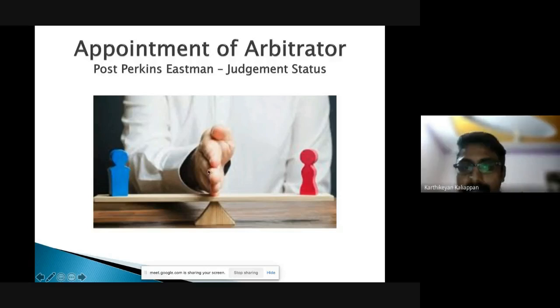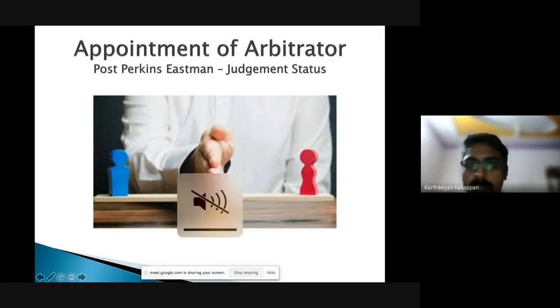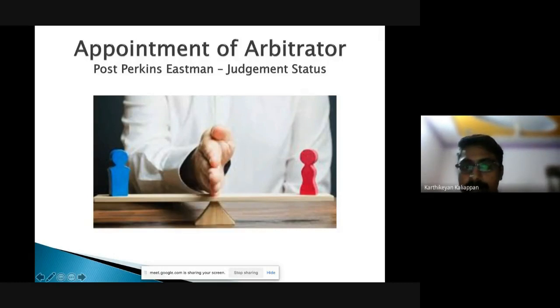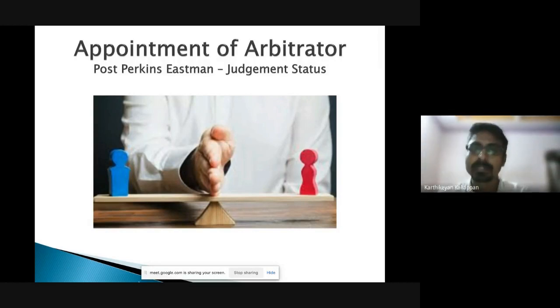Okay, let's get into the presentation. Today's topic is about the appointment of arbitrators. We know that appointment of an arbitrator happens under Section 11 of the Arbitration and Conciliation Act. Depending on the case, the judgment differs on how the appointment has to be done. So we talked about a benchmark case, which is called the Perkins Eastman case.